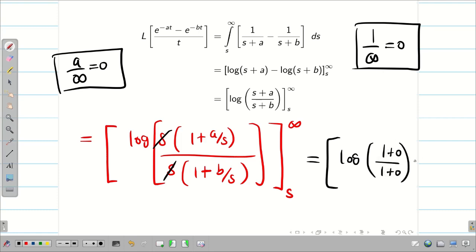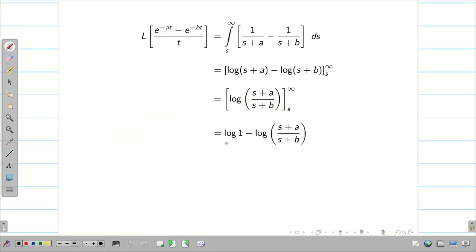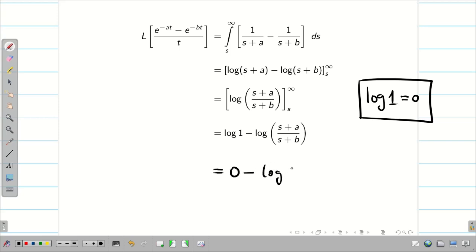So simply it is 1 minus the lower limit, which will not change. It will come as it is. So I am taking this directly instead of taking this part. So the lower limit is going to be log s plus a divided by s plus b. Simplifying this, we get log 1 minus log s plus a divided by s plus b. We know that log 1 is 0. Suppose in exams, if you don't know, use your calculator, it will give you the answer directly. So it is going to be 0 minus log s plus a divided by s plus b.